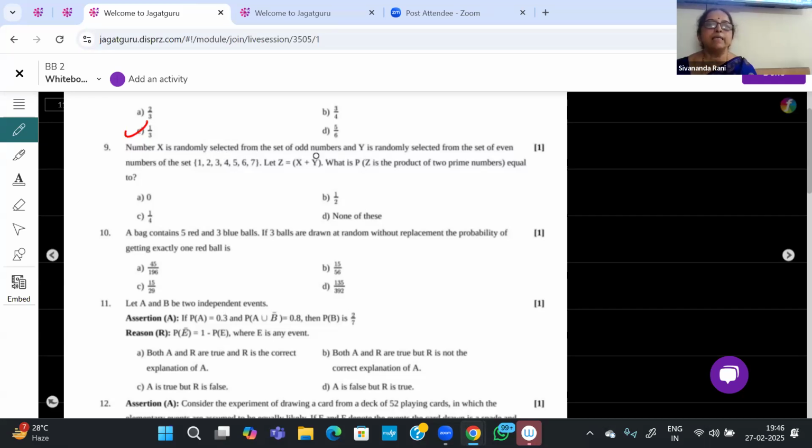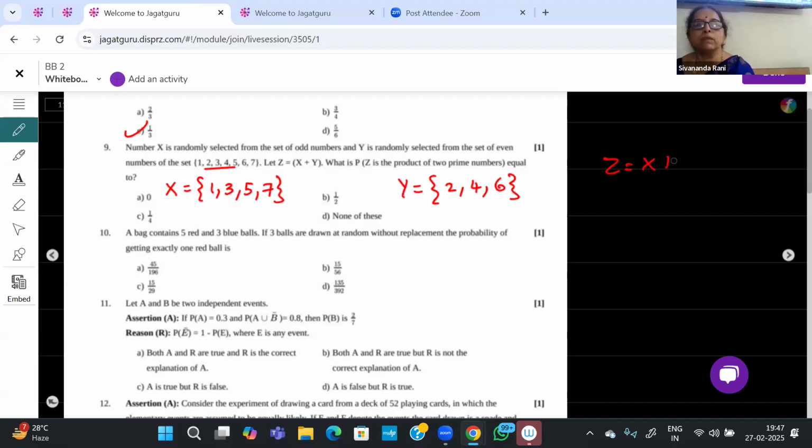Let X be randomly selected from the set of odd numbers. So X stands for 1, 3, 5, 7, right? From this set only. And Y is randomly selected from the set of even numbers. So 2, 4, 6. Z stands for X plus Y. Z is X plus Y. What is the probability that Z is the product of prime numbers, product of primes?